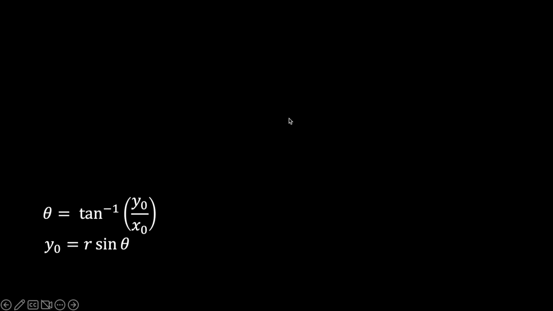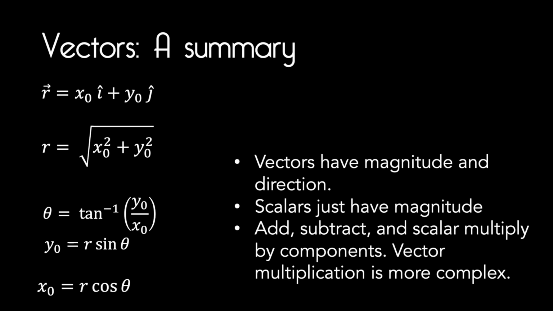Here's a quick summary of everything we talked about today. Remember, vectors have both magnitude and direction, while scalars just have magnitude. If you need a quick reference for calculating magnitudes and directions or components, you could take a screenshot. And remember that when we do math with vectors, we can add, subtract, and multiply by a scalar just using components. But vectors multiplied by other vectors are more complicated, and we should be careful.